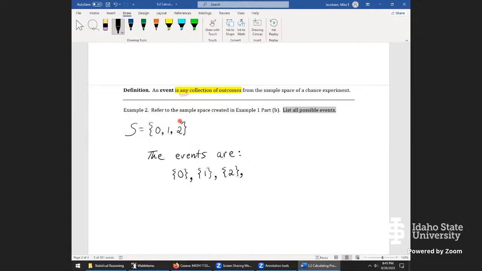Now we're going to move over to the events. It could be any collection. So let's take 2 elements at a time. Any volunteers for the next set or the next event? Yeah, go ahead. Exactly. We can take 0, 1. If you start with a 0, I think a good way to think about this is now take 0, 2. The next one would be a 1, 2.